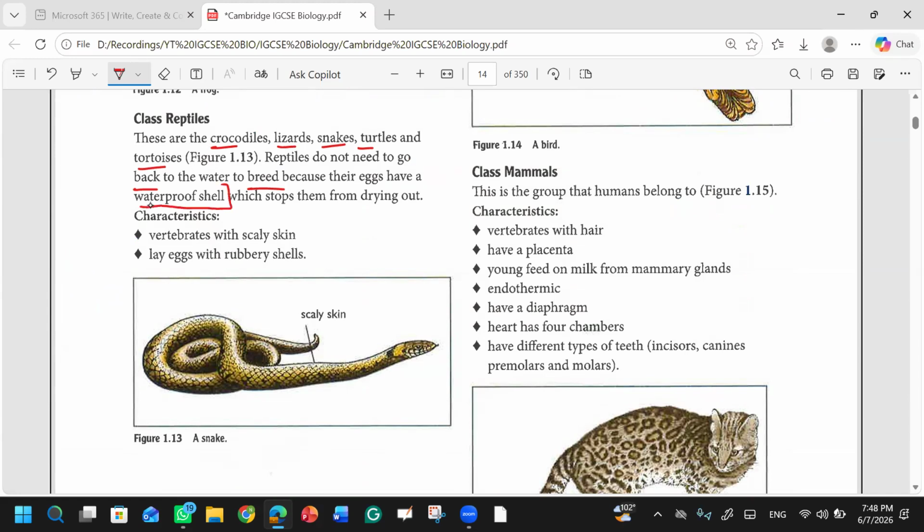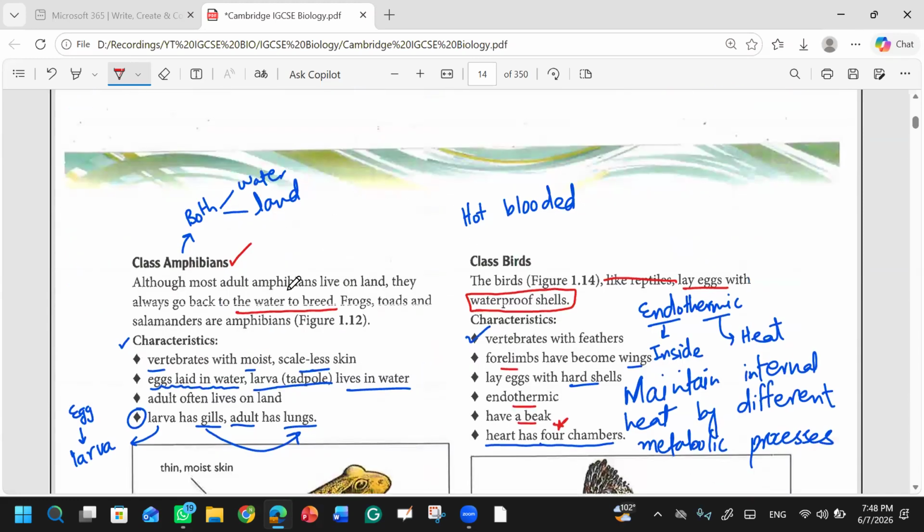Their eggs have waterproof shells which stop them from drying out. Are you clear on this? Yes. Actually, why do they need water? Because otherwise their shells are not waterproof.